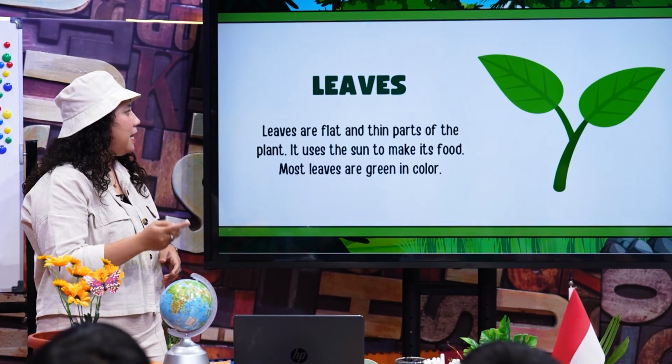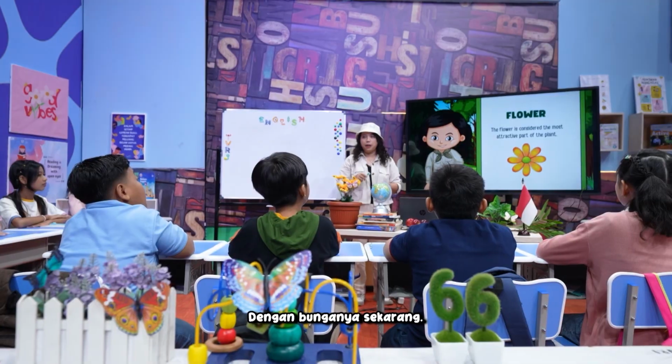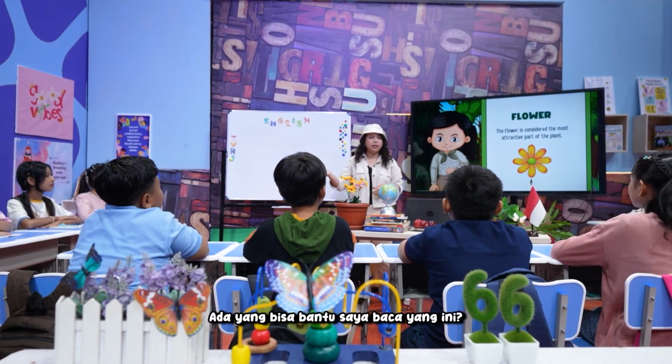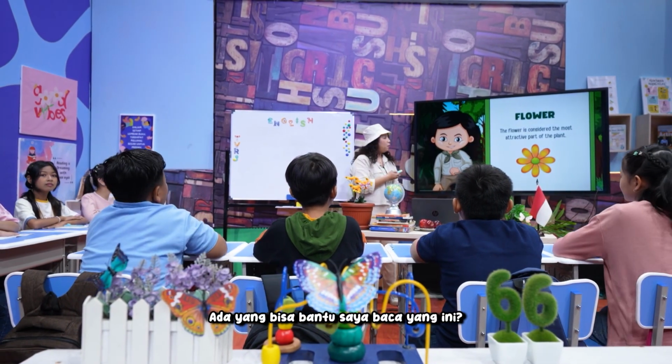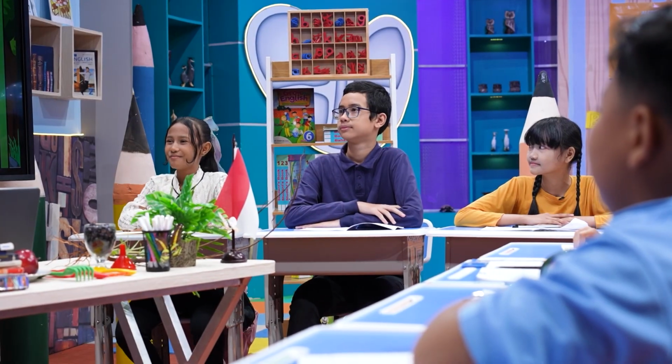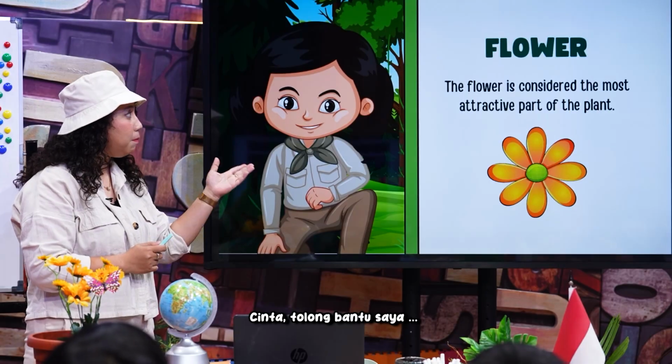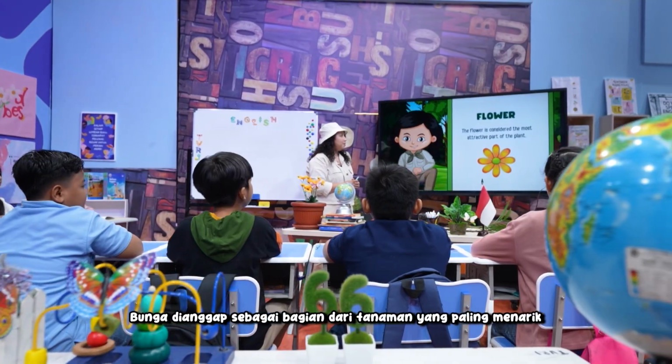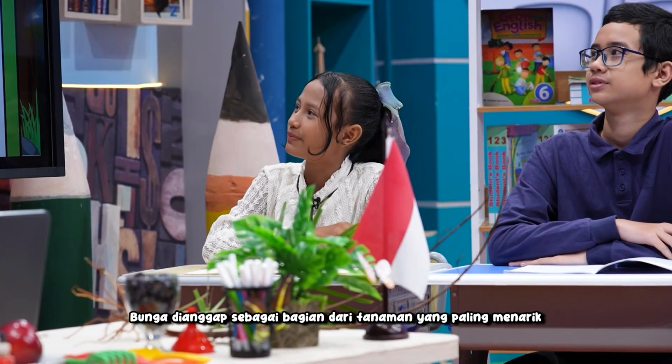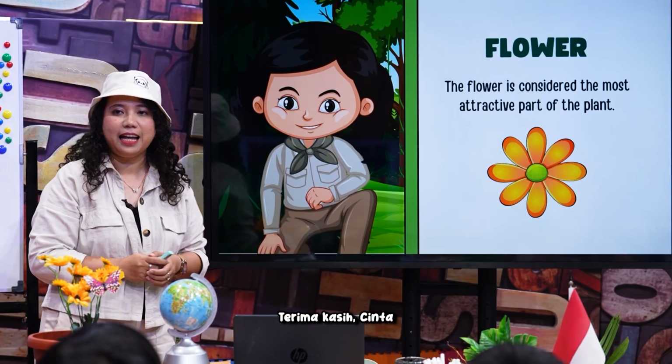Oke, Miss lanjut. With the flower now, anyone can help me for reading this one? Okay. Yes, what's your name? My name is Cinta. Cinta, help me please. The flower is considered the most attractive part of the plant. Thank you, Cinta. You're welcome.